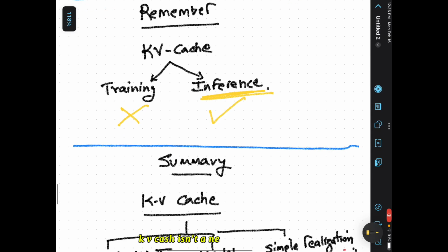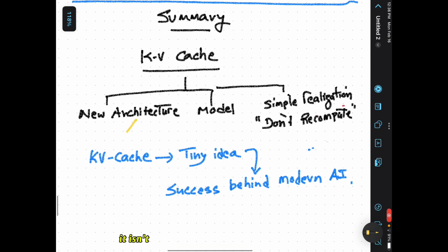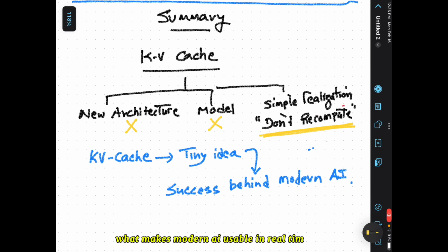KV cache isn't a new architecture. It isn't a new breakthrough model either. It's just a simple realization: don't recompute what hasn't changed. And that's the tiny idea that makes modern AI usable in real time.